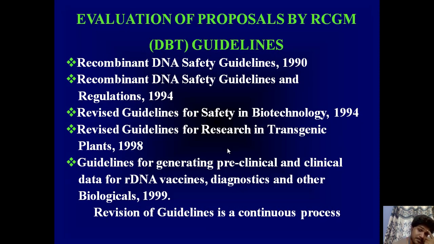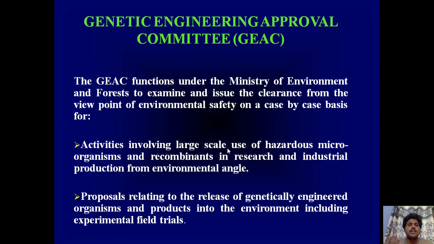Then evaluation of the proposals by RCGM. So they have followed the rDNA recombinant DNA safety guidelines 1994. They have been updated from time to time. Then the genetic engineering approval committee functions under the Ministry of Environment and Forests to examine and issue the clearance from the viewpoint of environmental safety. They are not causing any harm to the environment, on a case by case basis.